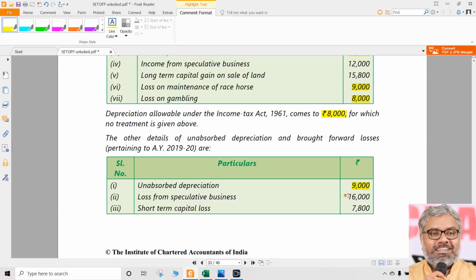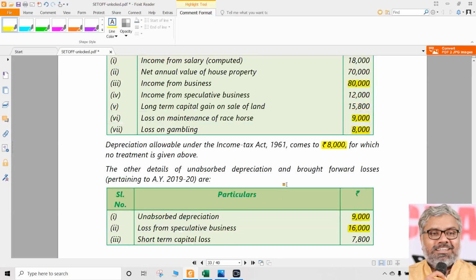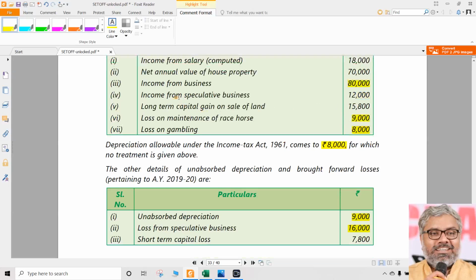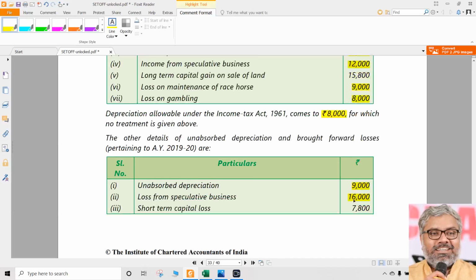But loss from speculative business 16,000. Can that be adjusted here? Yes, but against what? Only income from speculative business. Only these two can be adjusted. But since there is a 16,000 loss brought forward, but only available income from speculative business is 12,000, remaining 4,000 has to be carried forward further. How many years? Since this loss is pertaining to the last year, 4 more years was available. In that 1 year is over. So 3 more years, this remaining 4,000 can be carried forward.